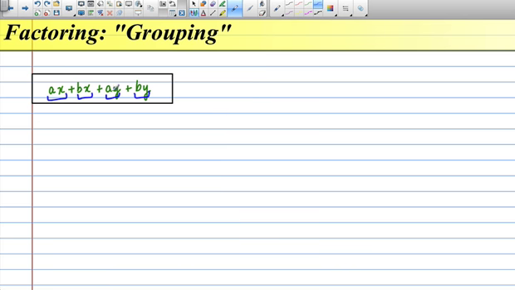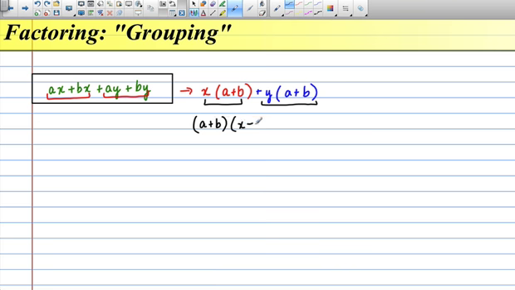Here we have four terms. Is there anything common in each of the four? The answer is no. We can, however, regroup two terms together and examine each separately. In the first set, we have a common x, and we're left with a plus b. In the second set, we have a common plus y, and we're left with a plus b. And now we can examine two terms with an a plus b common, and we're left with x plus y.